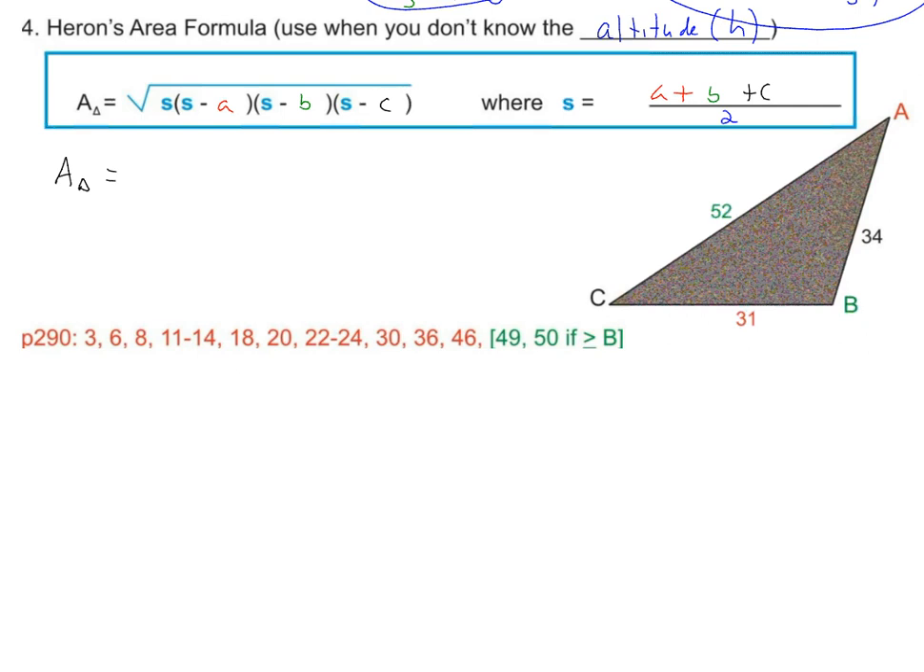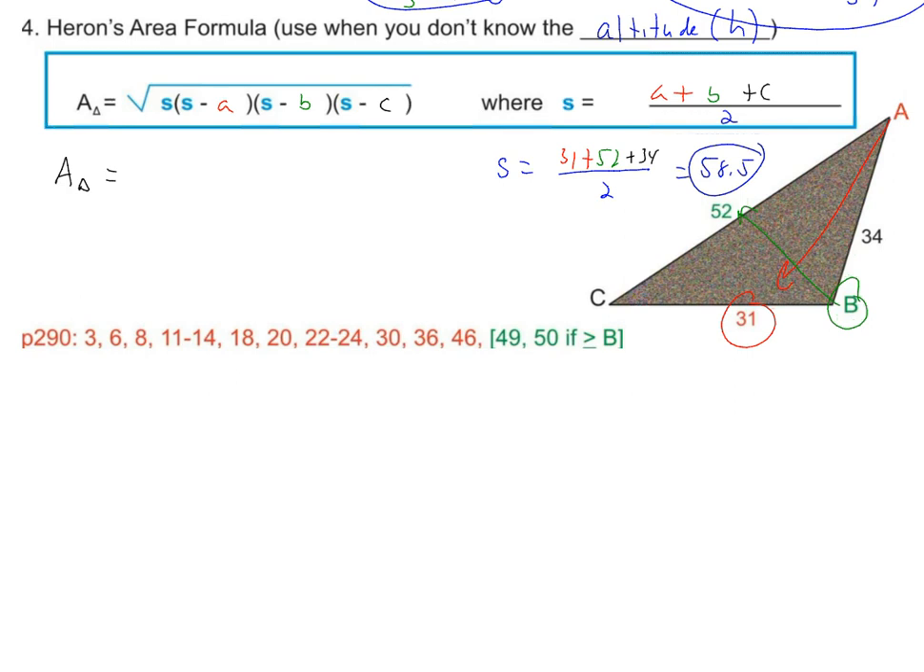So let's run the formula. To do Heron's area formula, I've got to figure out S. Off to the right here, I'm going to do S. Side A is opposite angle A, and it's 31. Side B is opposite angle B, and it's 52. These numbers are always the 3 sides of the triangle. The other number is 34, and we have to divide this by 2. Sometimes it'll be an even number and sometimes not. Take your calculator out, and this is 58.5, the value of S: 31 plus 52 plus 34 divided by 2.